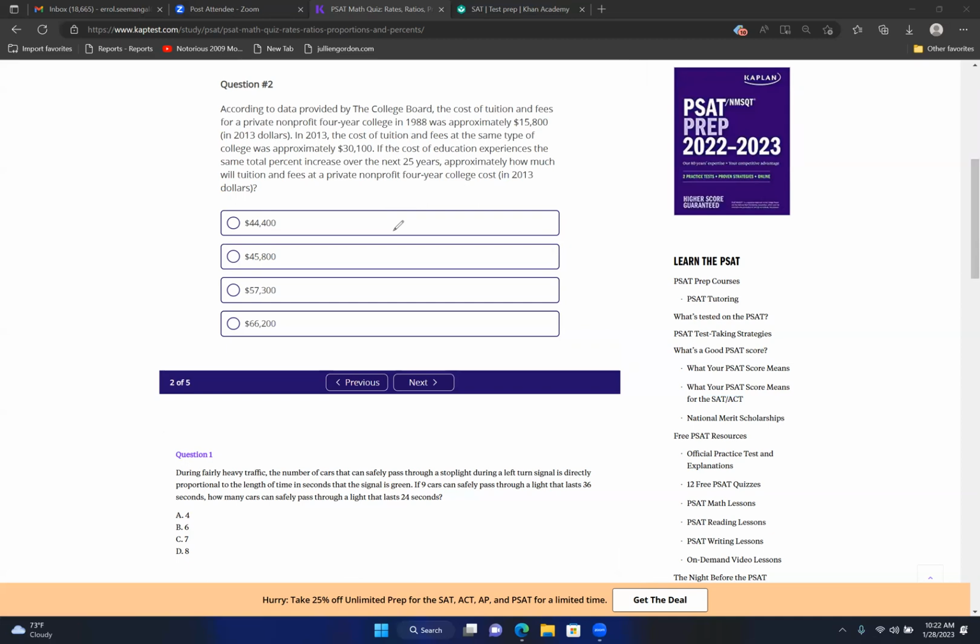Okay. So in 1988, it's this much. 2013 cost of tuition and fees, now it's this much. Okay, so in 1988, it's 15,000. In 2013, it's 30,000. If the cost of education experiences the same total percent increase over the next 25 years, approximately how much will tuition and fees cost in 2013 dollars? Okay, how do we do that?